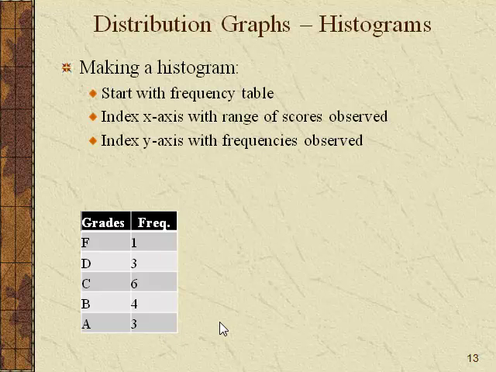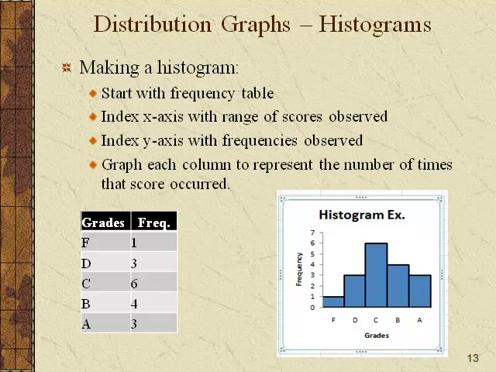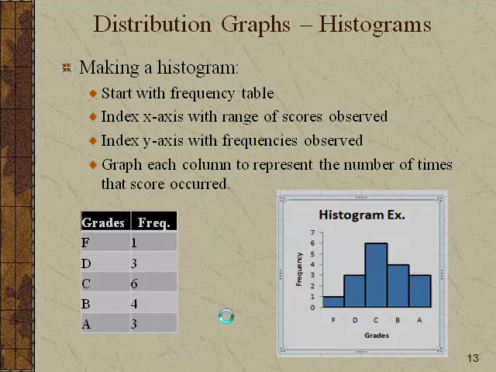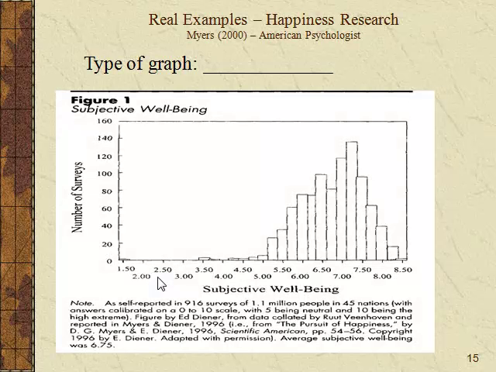So what would that look like? Right, and then you would graph each column to represent the number of times that score occurred. So I did this on the computer, but if you did it by hand, that's fine. You should have on the bottom here the different grades we would expect, and then the number of times those occurred. And you should note that's the same information that you got in the frequency table. Just it's a little easier to see as a graph. And your frequency graphs are something we'll do in SPSS, and you have instructions on how to do those in your SPSS guide using this data set that I made up. Okay, and then next we'll look at some examples of different graphs that were in some real research.